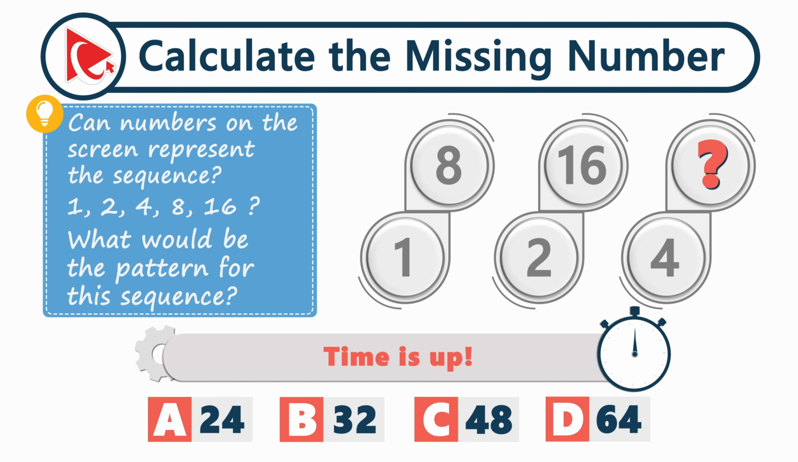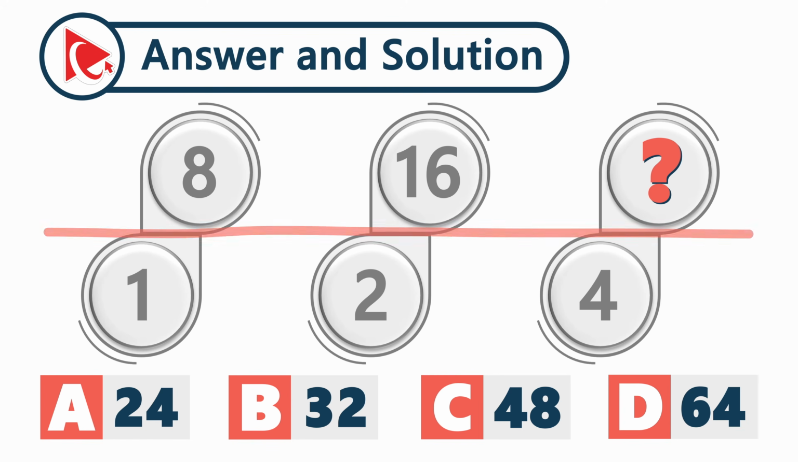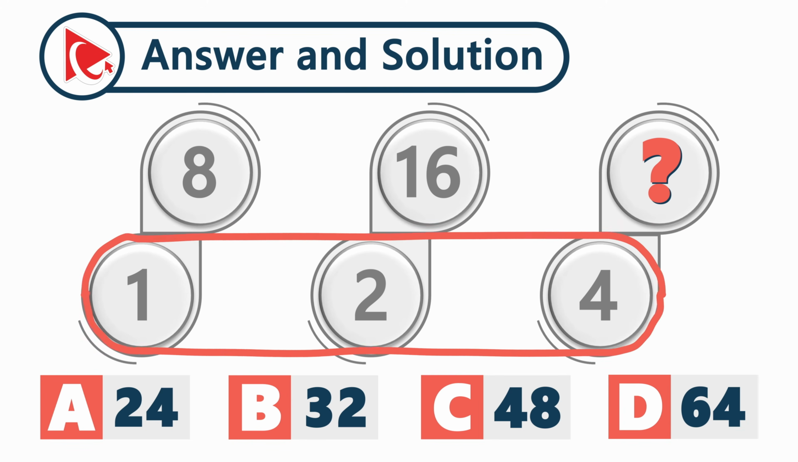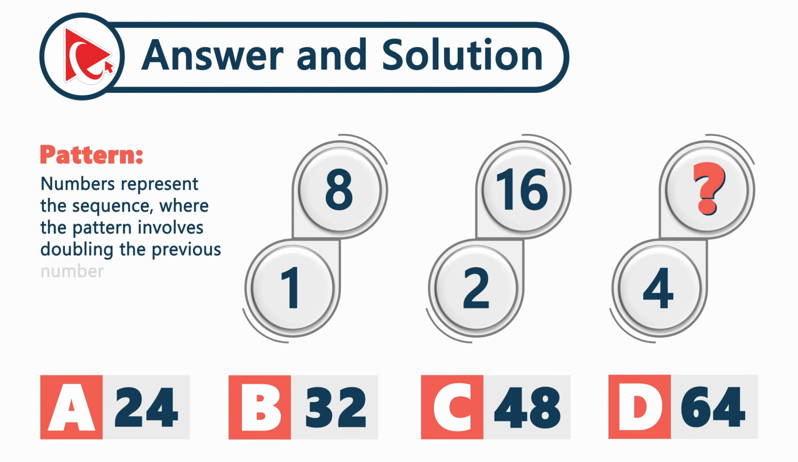Time's up. Do you have your answer ready? I hope so, because believe it or not, there is a pattern here, and it's really simple. Instead of looking at water drops as pairs, let's look at them in separate rows. Let's start with the bottom row. The row has numbers 1, 2, and 4, and then the top row has numbers 8 and 16. As you might have guessed, the numbers represent a sequence, where the pattern involves doubling the previous number.